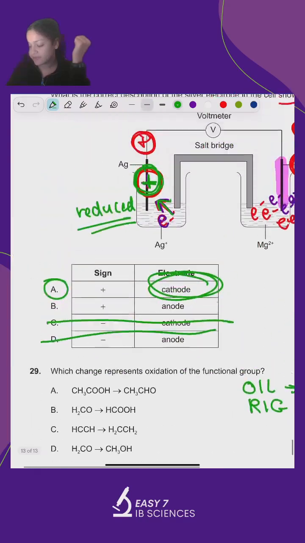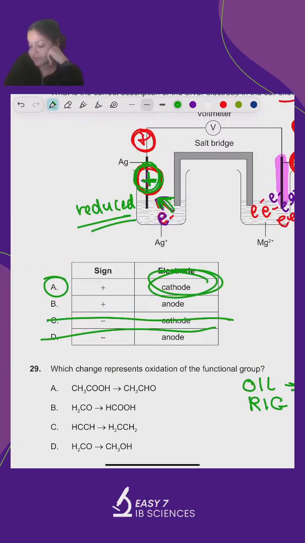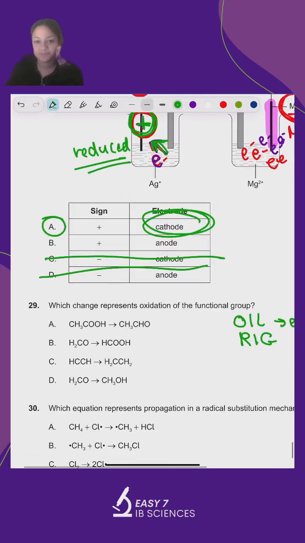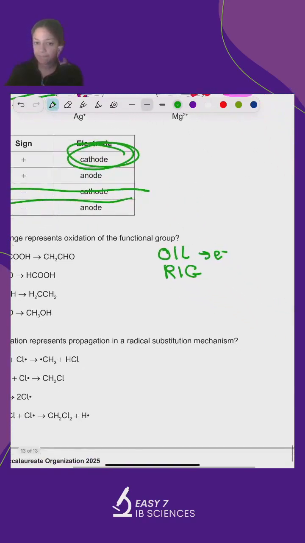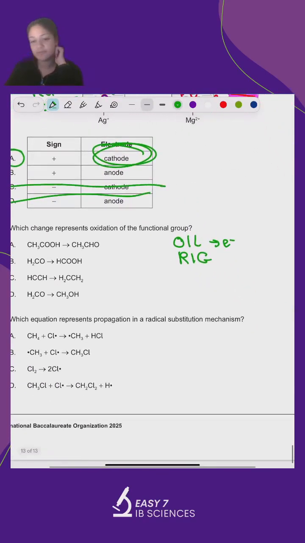Someone asked me, if this is going to gain electrons, why is it positive? It's because for the electron to be attracted to it, it has to be positive. Right? So the electron has to be attracted to it. That's why. Okay? Because electrons are negative. Okay? Anyways, so OIL RIG, and reduction is gain. Again, that's in terms of electrons.